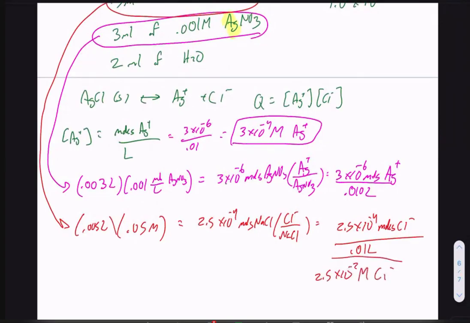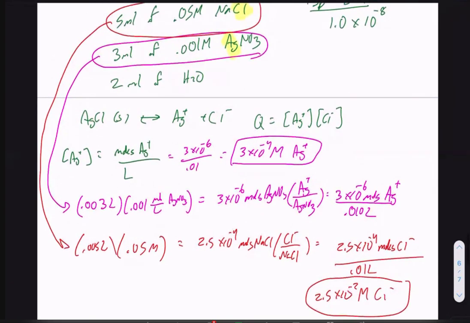So I have my 2 molarities now, and I can solve for Q. Wait, oops. Divided by 0.01, so it's an L. Oh, it's an L. Sorry. I'm sorry. Those darn twos. All right.